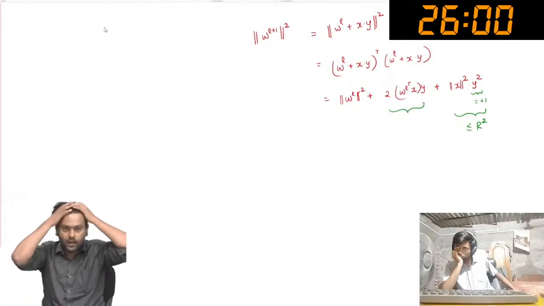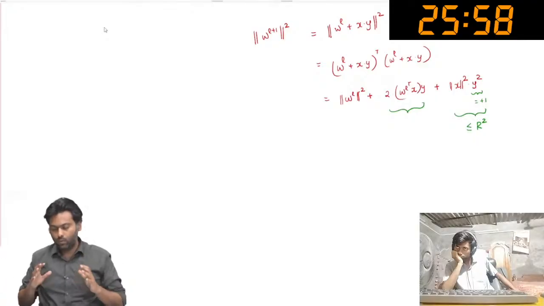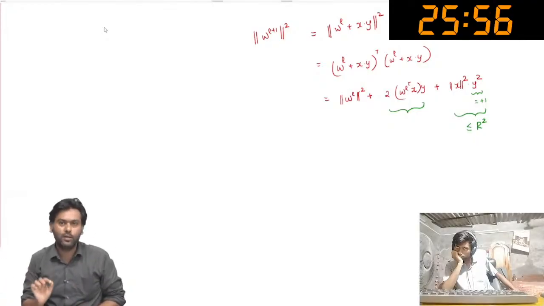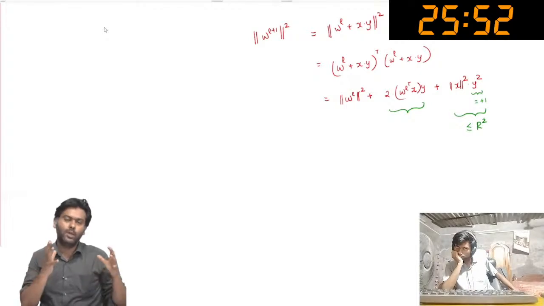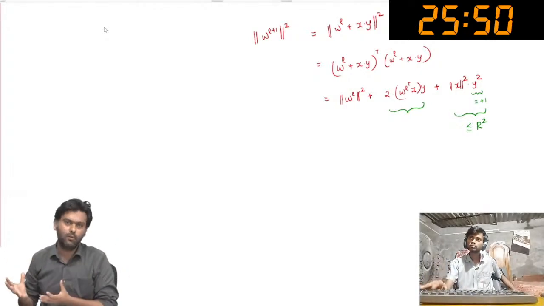Well, it is 2 times WL transpose x into y. Now, what can we say about this term? Pause and think about this. This is a very interesting question to think about. What can you say about WL transpose x into y? Well, what happened with respect to WL for the point xy? Well, WL made a mistake for xy.